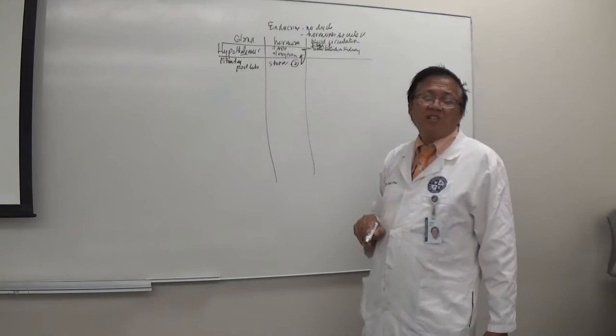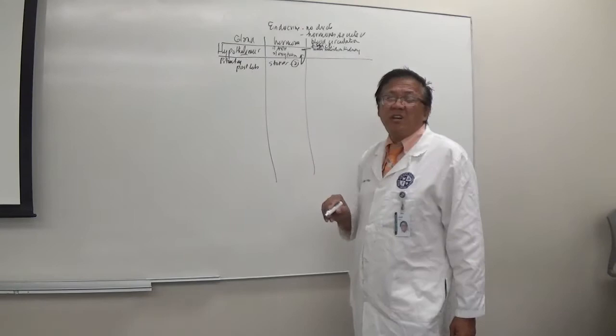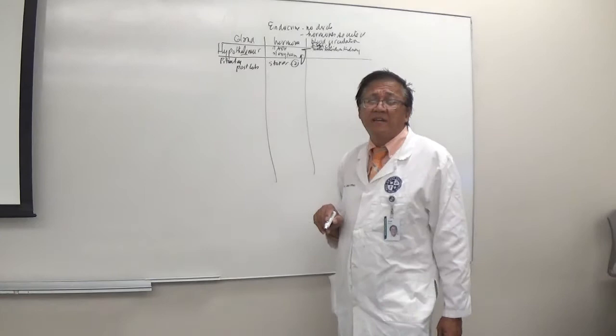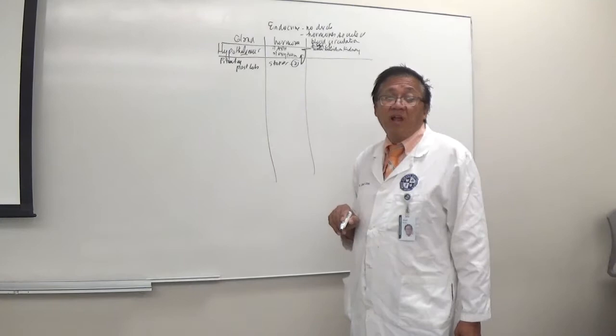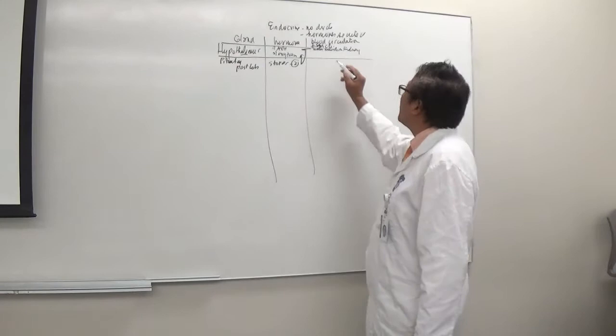So ADH for water retention is going to be produced in the hypothalamus, stored in the posterior lobe of the pituitary gland, and then eventually it will be what? Released into the blood circulation. What's the target organ? The kidney. So that the kidney will what? Retain water. Okay. Now, what about oxytocin?